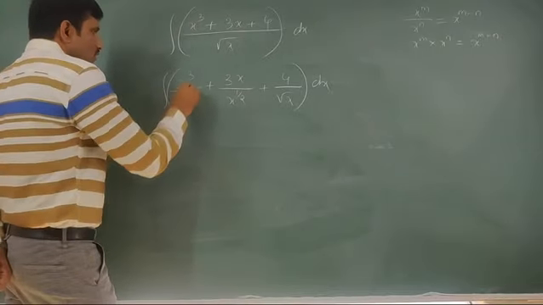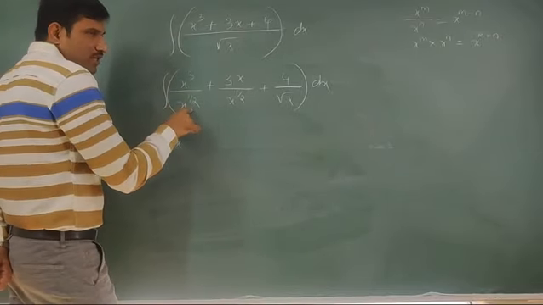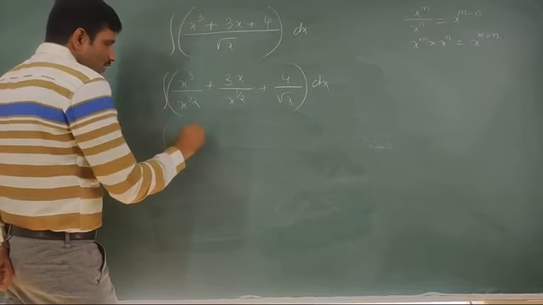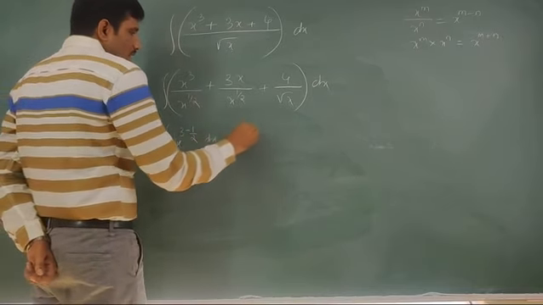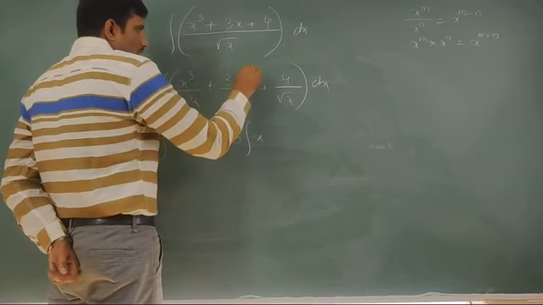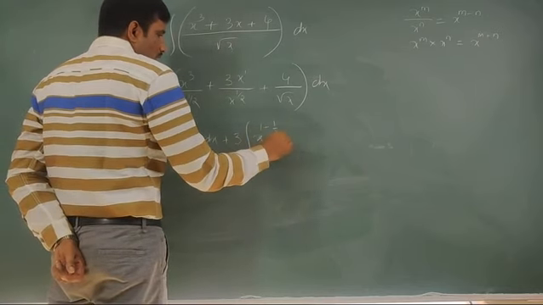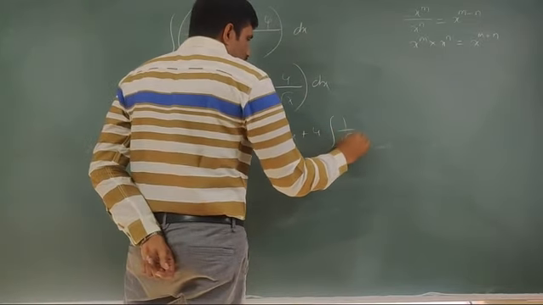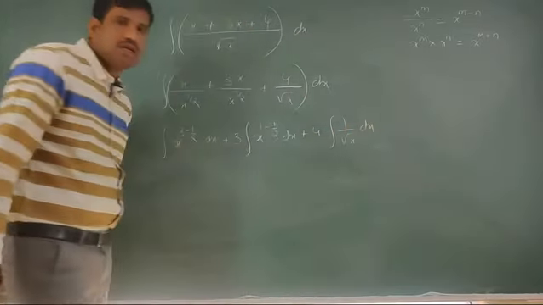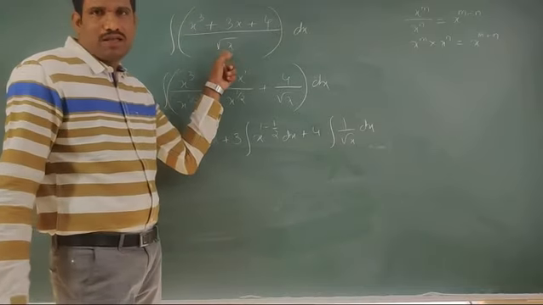So now x raised to m divided by x raised to n is x raised to m minus n, so x raised to (3 minus 1 by 2) into dx. I can separate here plus 3 into x raised to (1 minus 1 by 2) into dx, plus 4 into integration of 1 by root x into dx. Is it clear, friends? First time separating this, right?